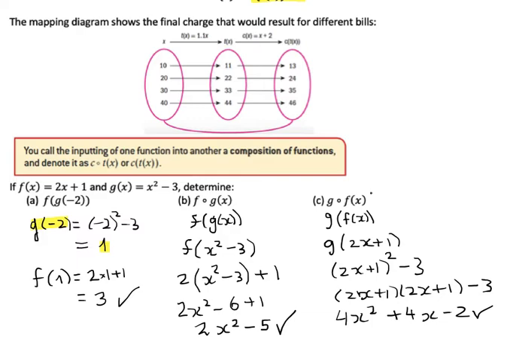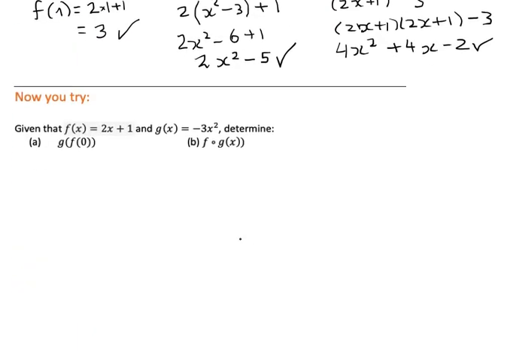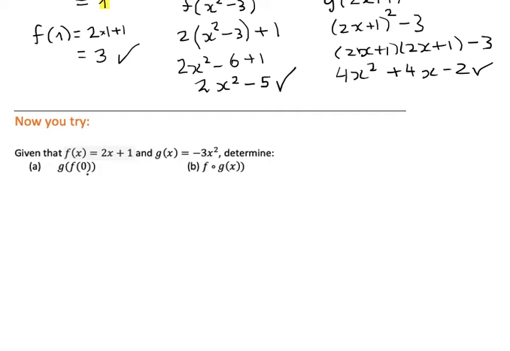Okay, so that's composite functions, and you're going to try some here. So the first one is asking you to evaluate this for a specific value. So start with the f, put it into the g, and then this is asking you to take the g and put it into the f. Remember the first thing, just rewrite it for yourself as f of g of x.